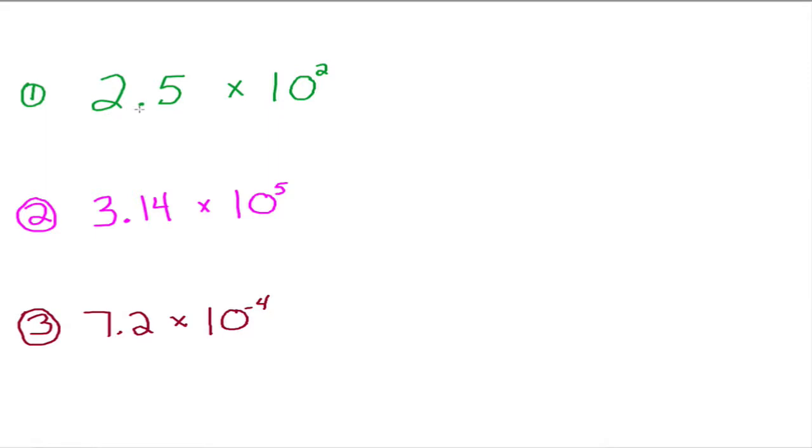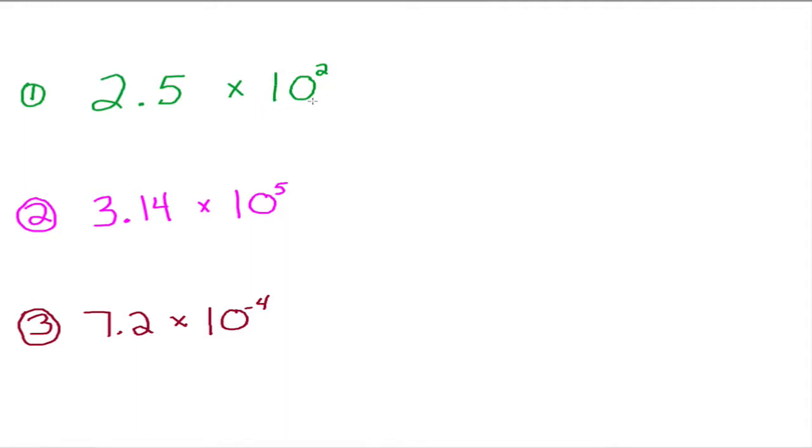Alright, this first one, 2.5 times 10 squared. Now, for all of these with scientific notation, we're just multiplying some number by a power of 10. So really what that means is just our decimal point is going to move, either to the right or to the left. Alright, so let's figure that out.